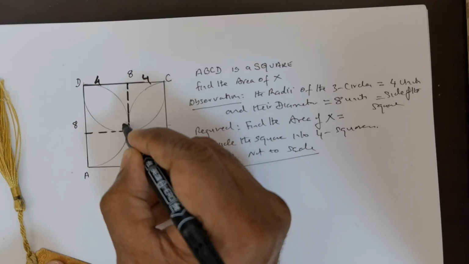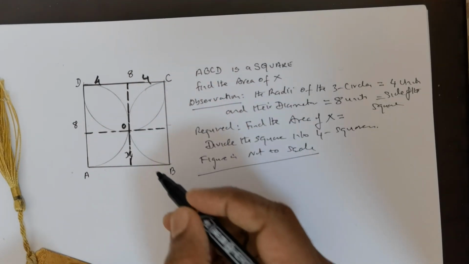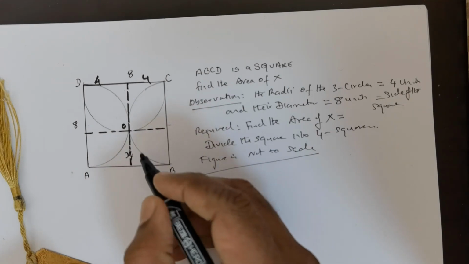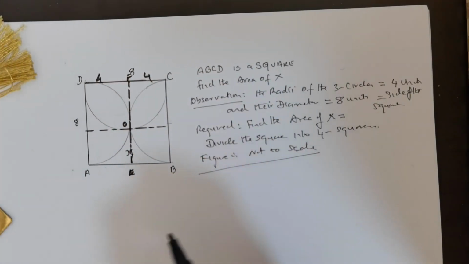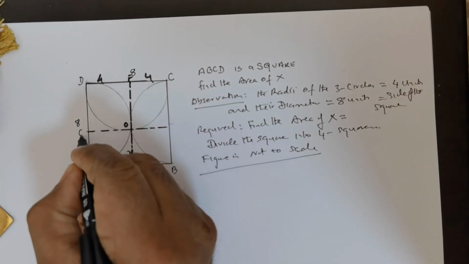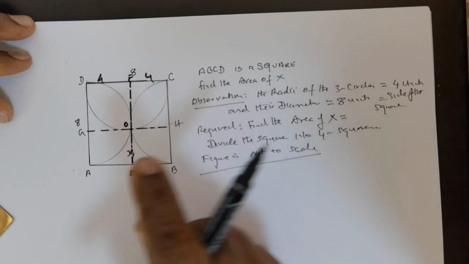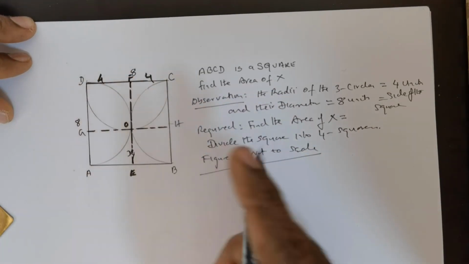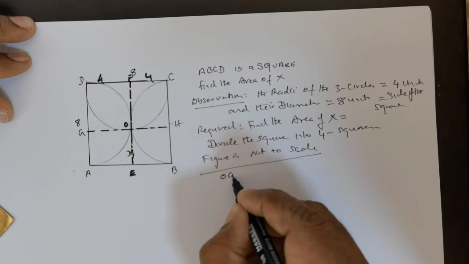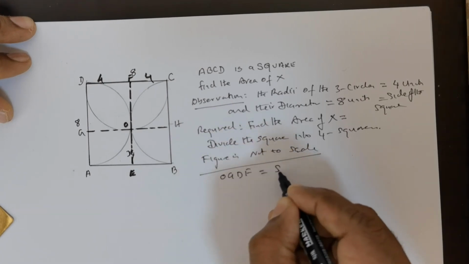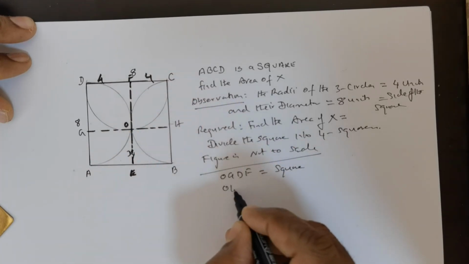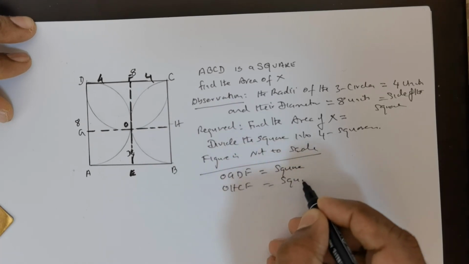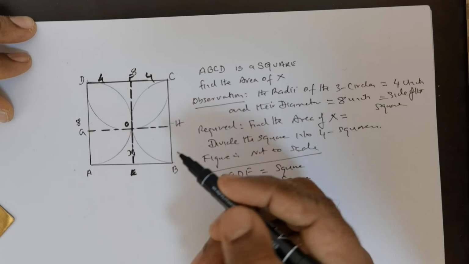So let me take this point and call it O, and this division as E and F. So I can record that observation, and this division as G and H. So OGDF is a square, and OHCF is also a square. So you got a square here, a square here.